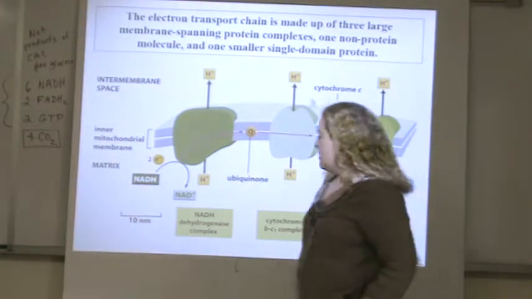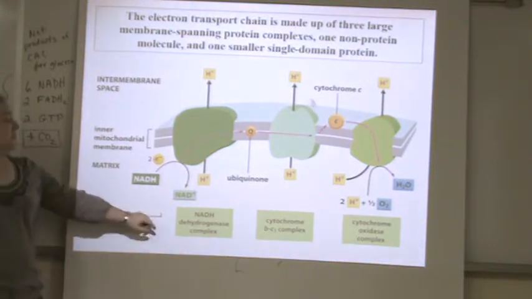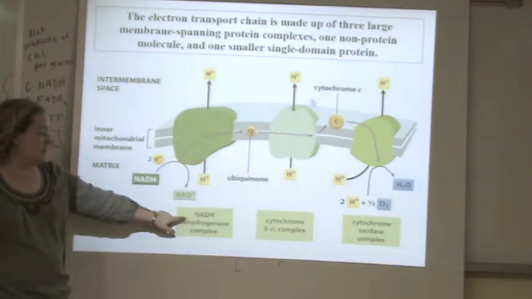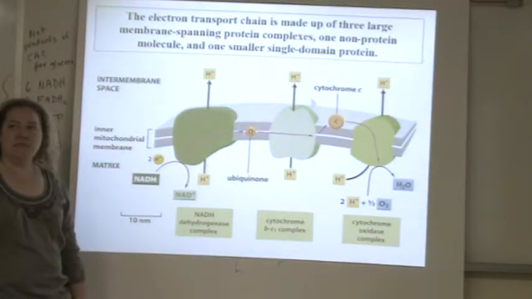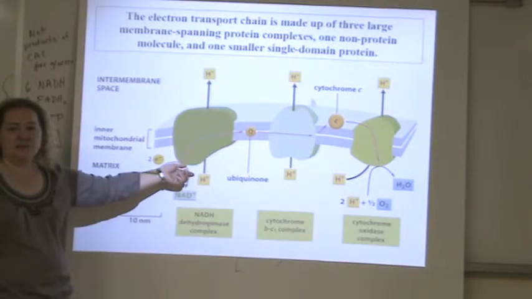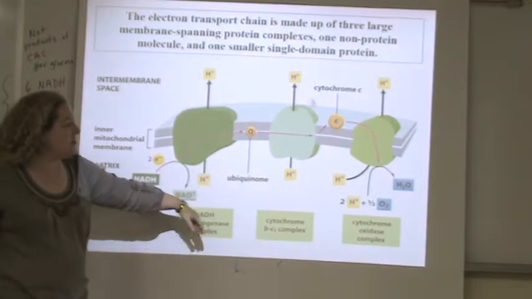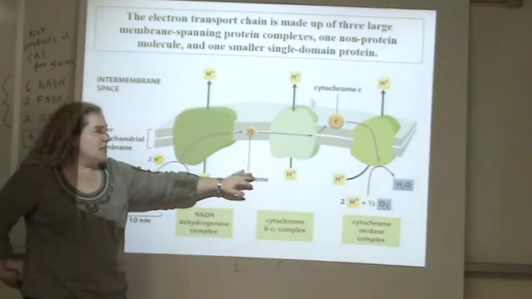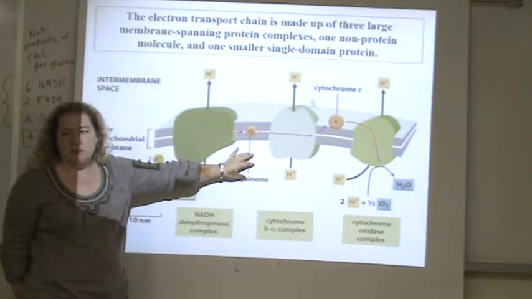So you need to memorize their names and their order. This one is first, and its name tells you what it does. NADH dehydrogenase. This is the drop-off point for electrons from NADH. It's also complex 1. Complex 2 is in essence the drop-off point for FADH2 electrons.